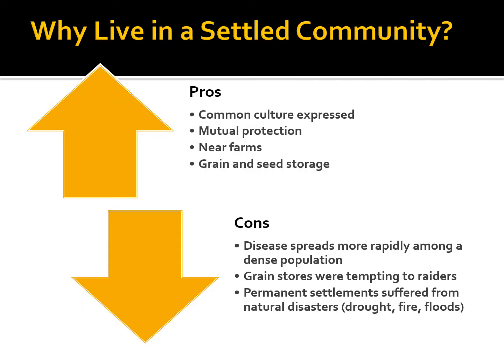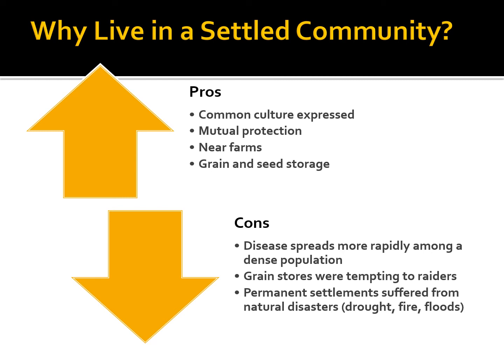So in essence, what I hope you've gotten up until this point is that there are some serious pros and cons to living in a settled community as a human, right? Some of those pros include, of course, a common culture expressed. You get mutual protection in your village, right? The other village members will help protect you and vice versa. You'll be near your farms, so you have more investment in the village, or more investment in the land. And you're not really traveling all the time, and you also have grain and seed storage, so you have the ability to build surplus food.